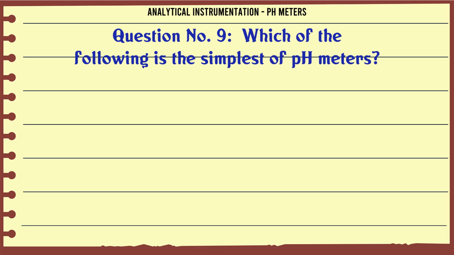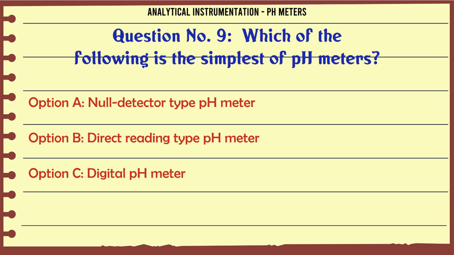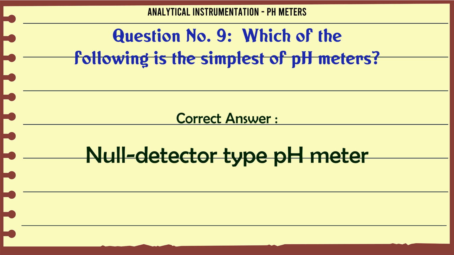Which of the following is the simplest of pH meters? A. Null detector type pH meter. B. Direct reading type pH meter. C. Digital pH meter. D. Modern pH meter. The correct answer is null detector type pH meter.